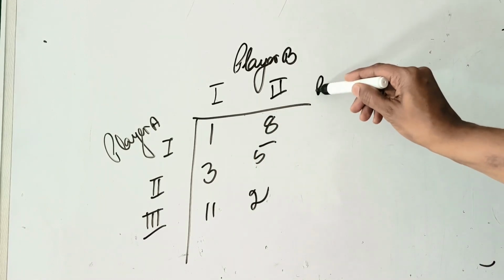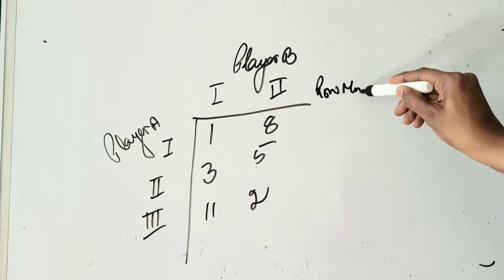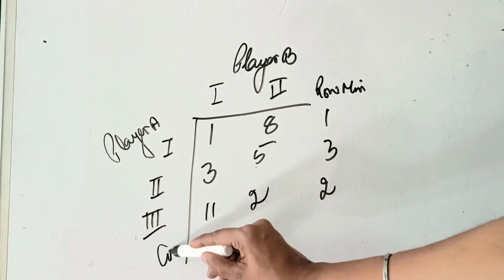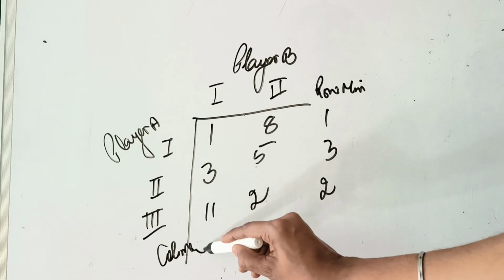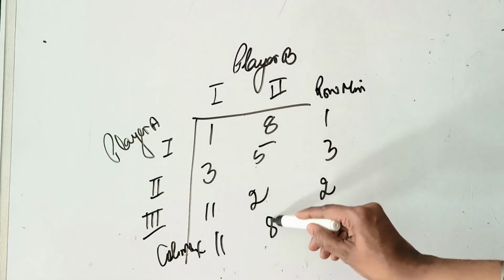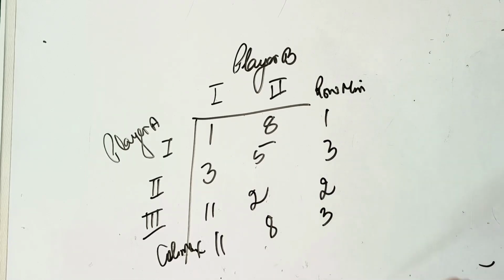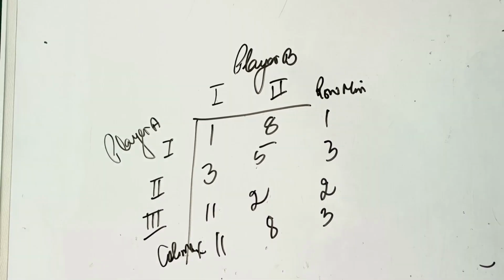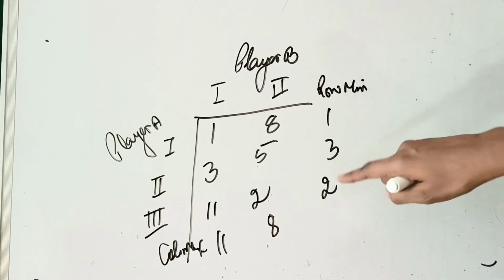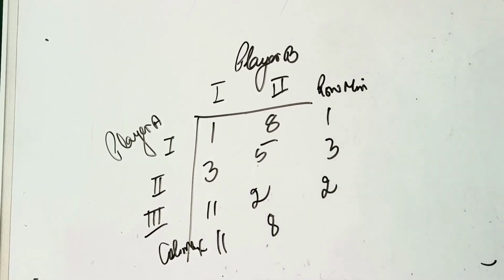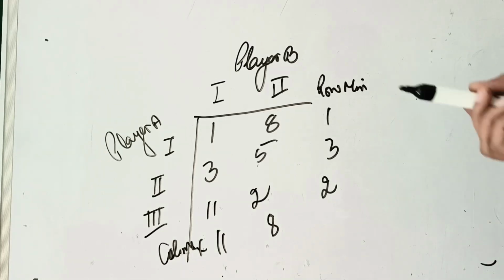So let us first check whether the game has a saddle point or not. Row minima: row wise minimum we take 1, 3, 2. Column wise maxima: 11, 8 and 3. Oh, sorry, this was the row minima only. So now you can compare 1, 3, 2 with 11, 8, 3. No value is common, so it means the game does not have a saddle point. You can also find this out by doing circle and square.